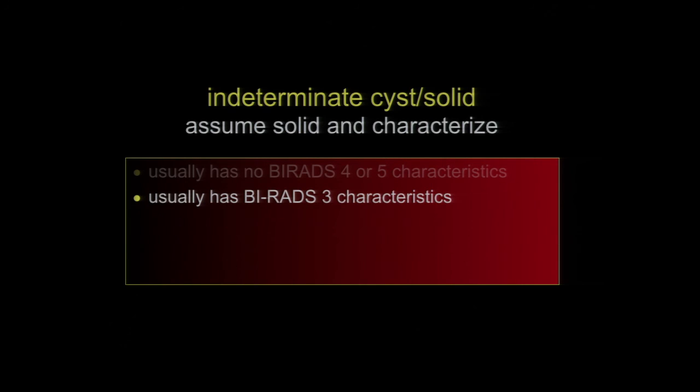The simplest thing to do is just assume it's solid and characterize it. It's almost always oval-shaped, well circumscribed, and you can call it BI-RADS 3 and then follow it. And if they're multiple, you can call it BI-RADS 2. So if they're multiple incidental, that's a simple technique.